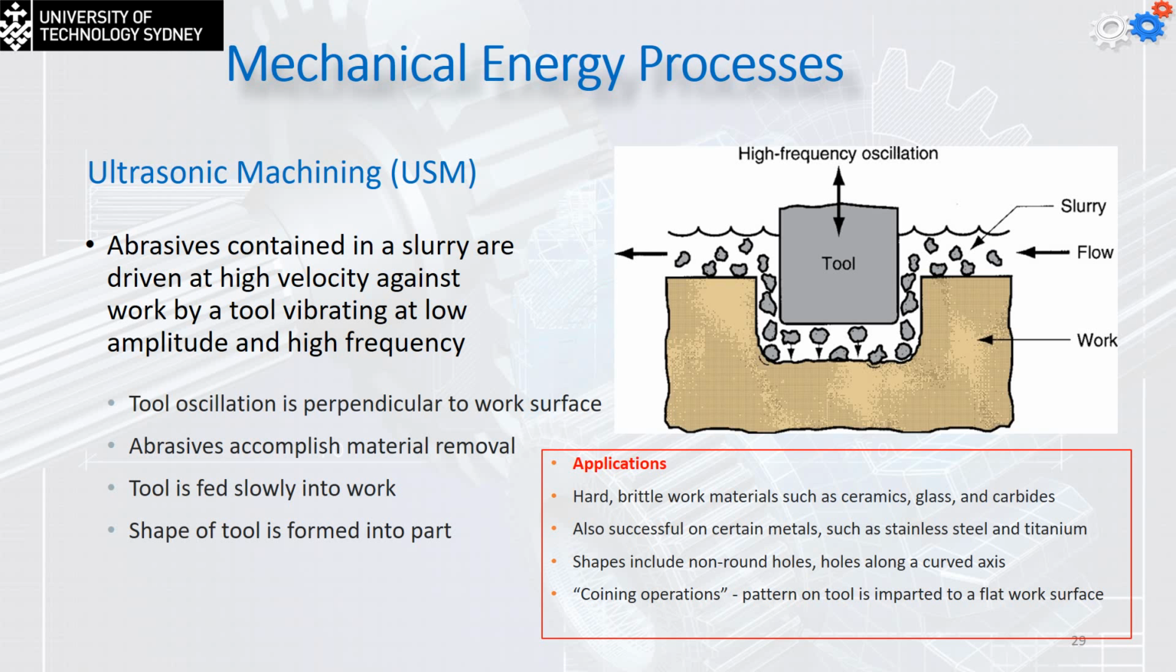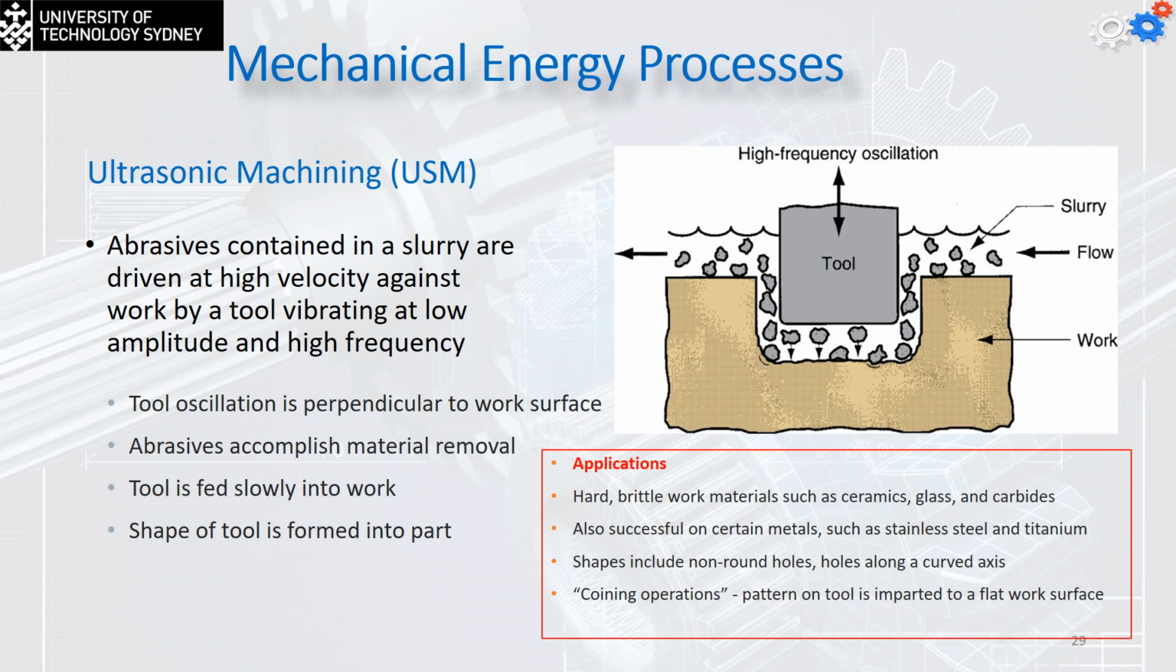The tool oscillation is going to be perpendicular to the work surface. The abrasive accomplishes the material removal. The tool is going to be fed slowly into the work. The frequency is high, but when I feed against the work part, it's going to be very slow, because we know that the material removal rate is not going to be that high.